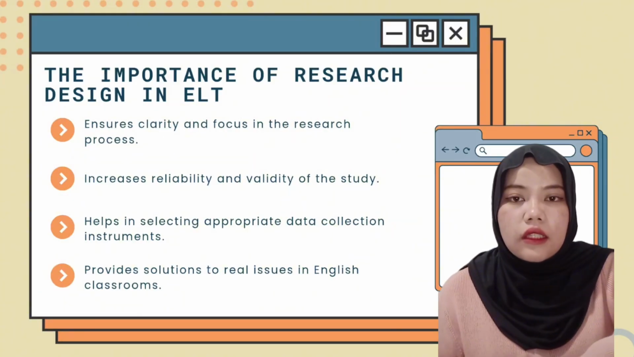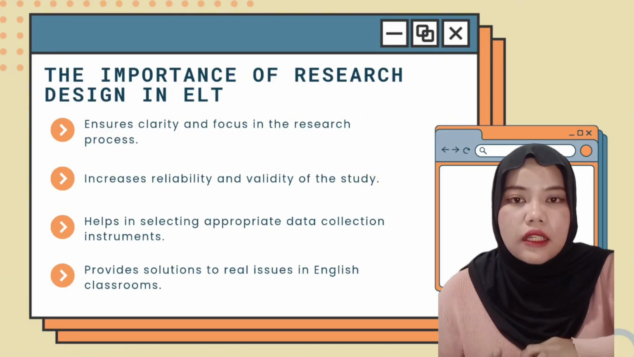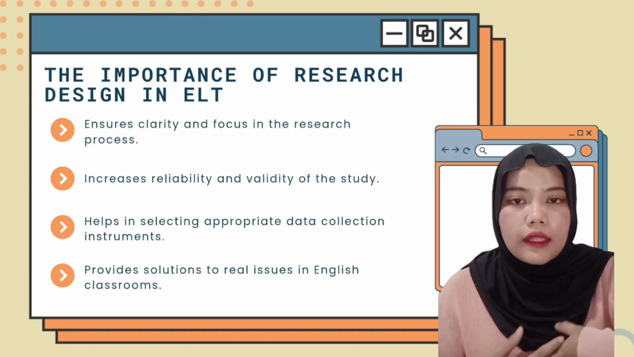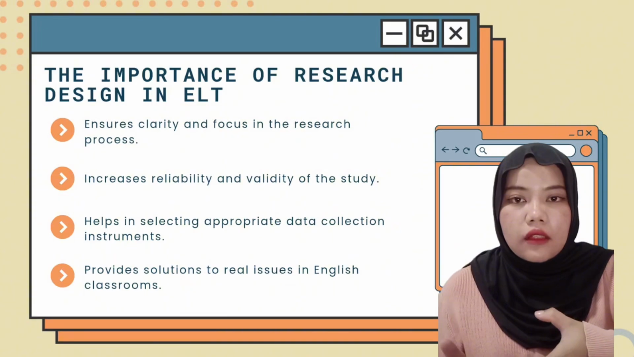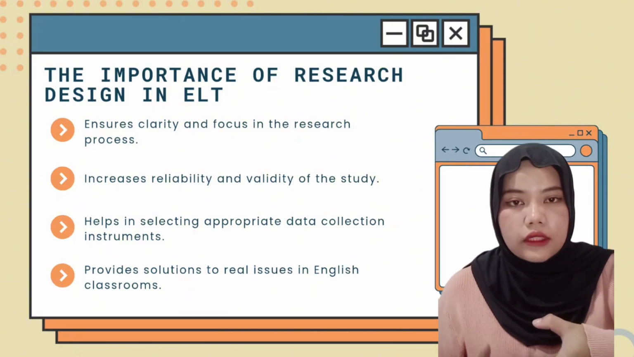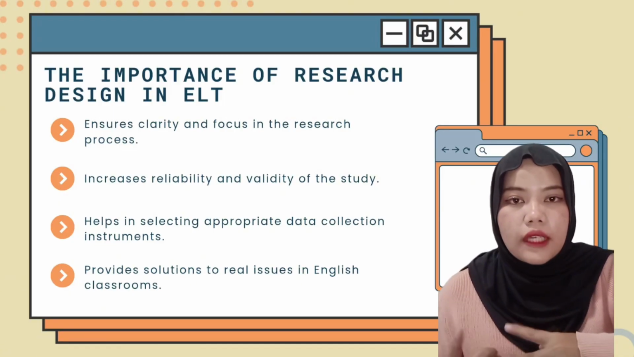The second is that it increases the reliability and validity of the study. The research design helps to select instruments that are suitable for the variables under study so that the data obtained is reliable and replicable. And the third is that it helps in selecting appropriate data collection instruments. For example, if you want to explore teachers' perception, a semi-structured interview is more appropriate than a closed questionnaire.